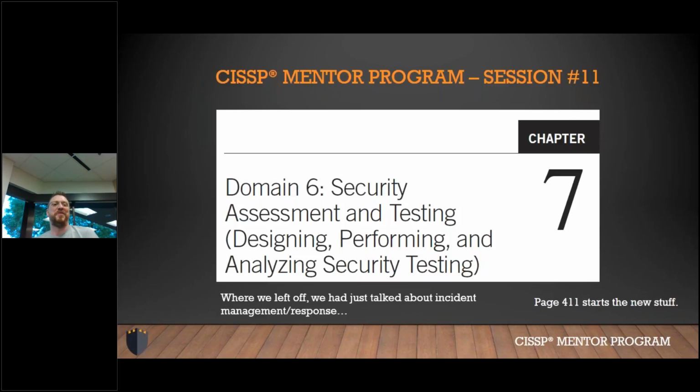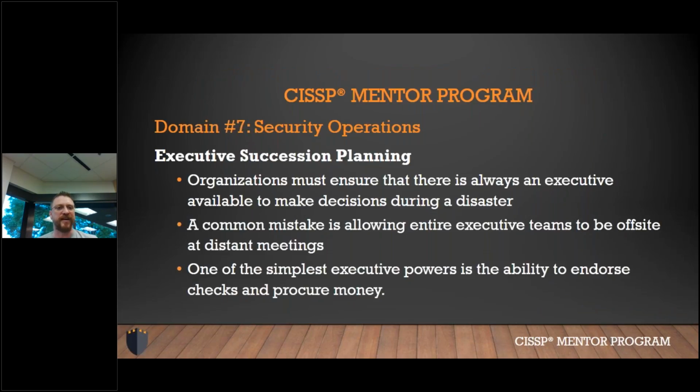All right. So we left off at incident management and incident response. We're going to talk about executive succession planning. Organizations must ensure there's always an executive available to make decisions during a disaster. So when you're looking at that, how many people do you send off on the executive retreat? Who's making the calls if something happens during that time and you can't get a hold of them because they're on a cruise? Do we have a succession plan in place?